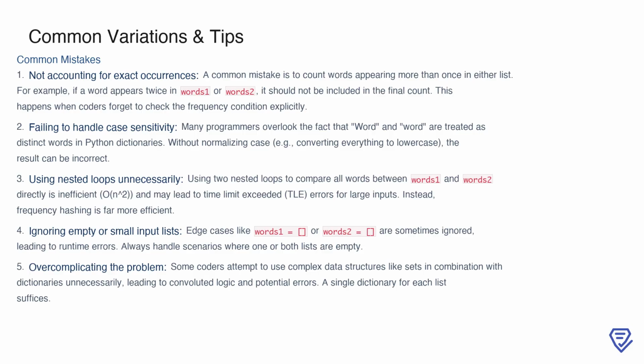Another issue arises with case sensitivity. Since Python dictionaries treat "Word" and "word" as distinct, overlooking this can lead to incorrect results. Normalizing the case by converting everything to lowercase can prevent this.